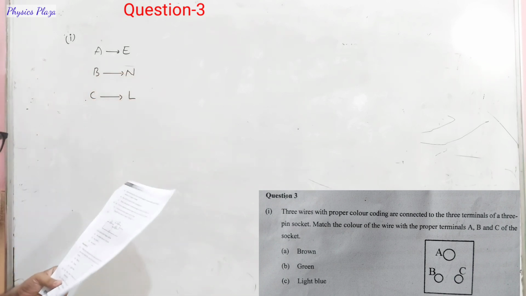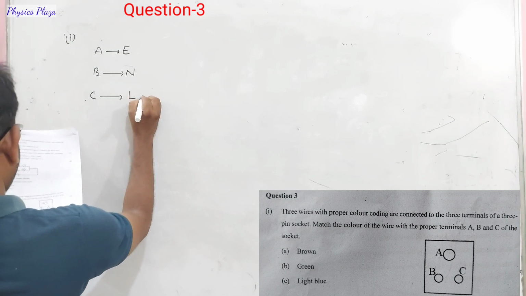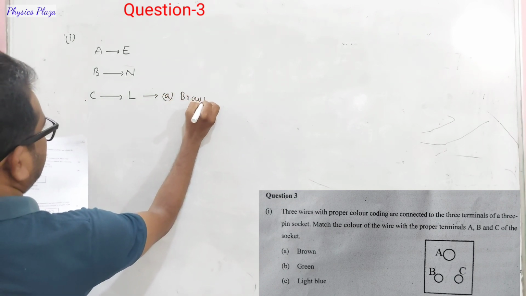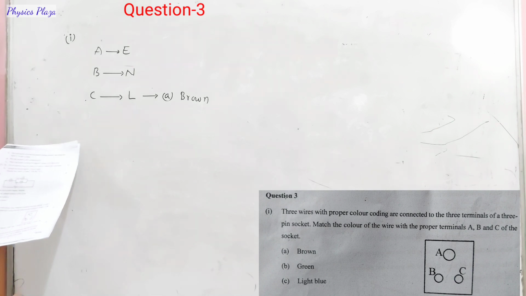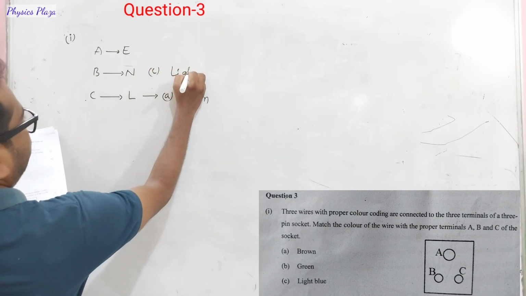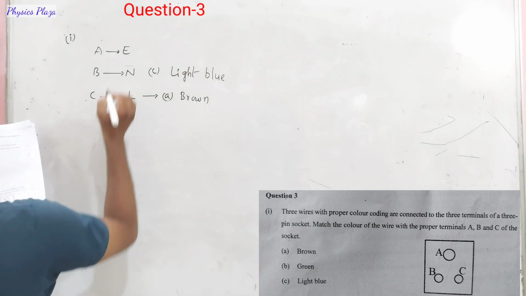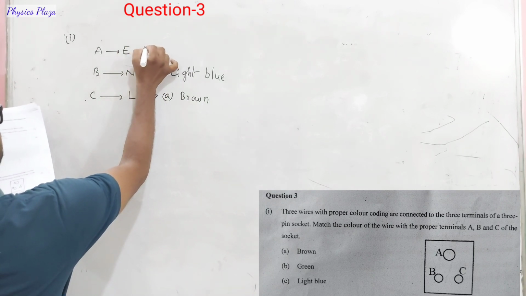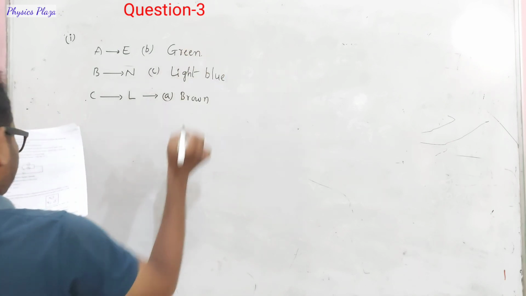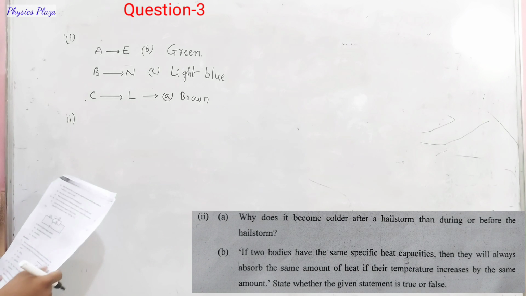After coming to this conclusion, now we have to identify the colors. So small a is brown color. Yes, very good. And here C is live, that is brown, B is neutral, that is light blue, very good. The remaining one, A, that is green. That's it, children. For writing this, you will get 3 marks. Now second bit, question number 3, second bit.